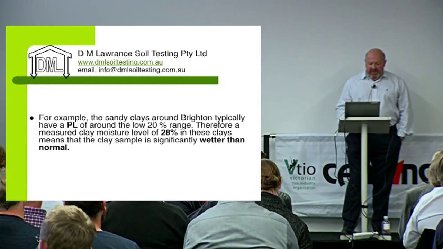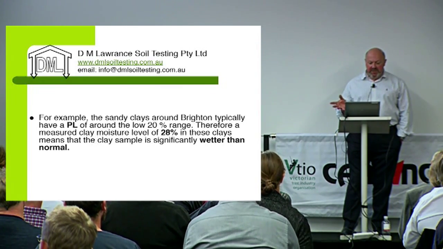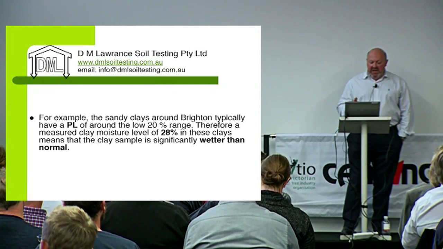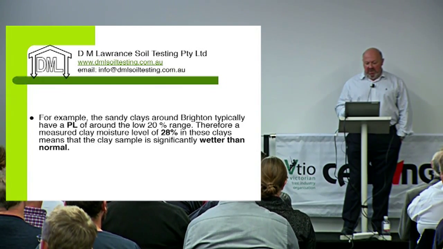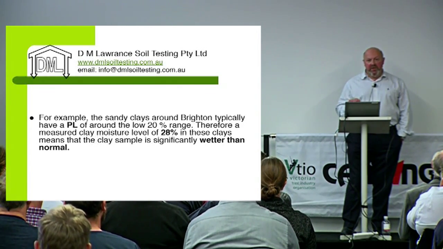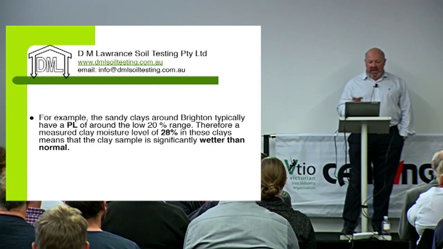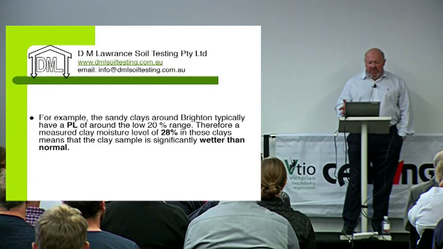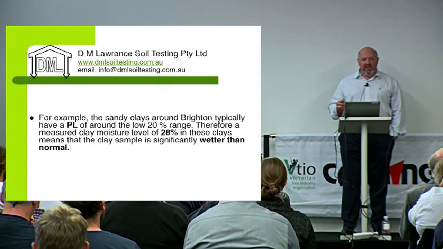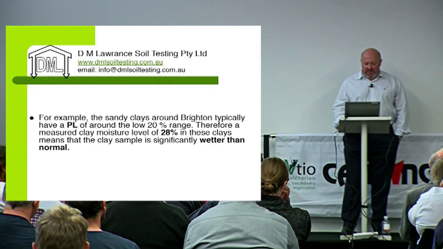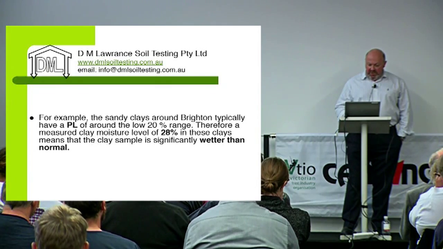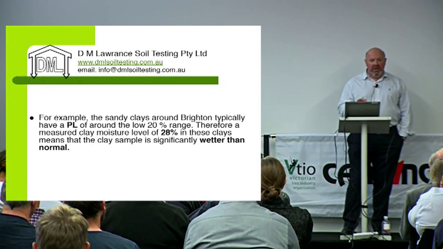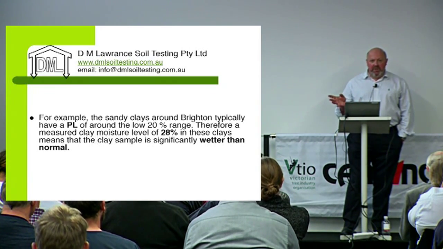So if we're asked to do a soil moisture test and it comes up as 28%, that means it's 8% above the plastic limit, which means that it's wetter than normal. We'd be expecting it to be a couple of percentage points either side of its plastic limit. In winter time, it's a few percentage points higher than the plastic limit. In summer, it's a few percentage points drier. So 28% moisture content in Brighton clay is wetter than we expect.